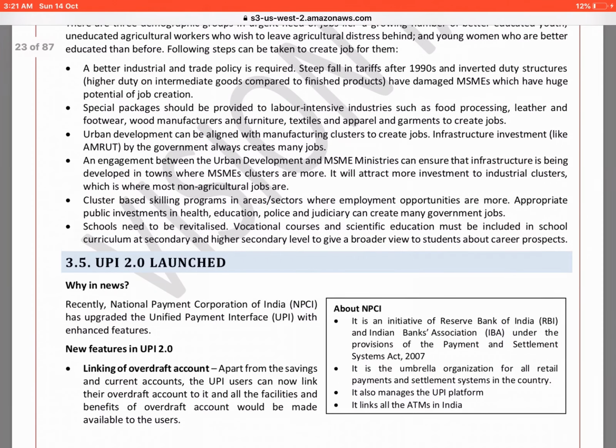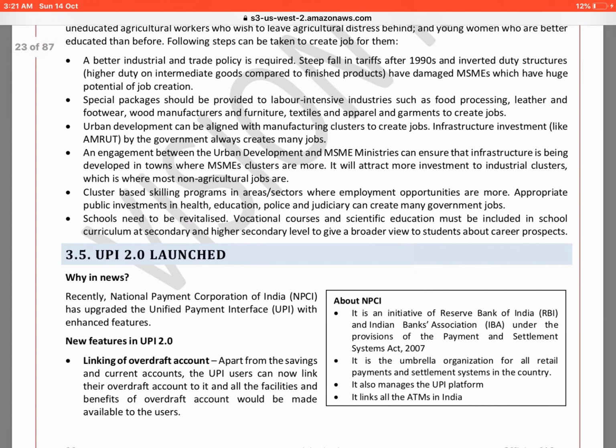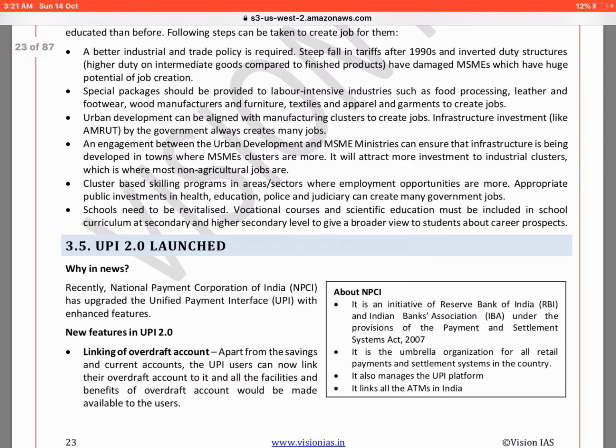A better industrial trade policy is required. The steep fall in tariffs after the 1990s and inverted duty structures have damaged the MSME sector, because our economy got open. So what happened was that foreign industries were established. So the MSME sector, which had the huge potential of creating jobs, was impacted hugely.